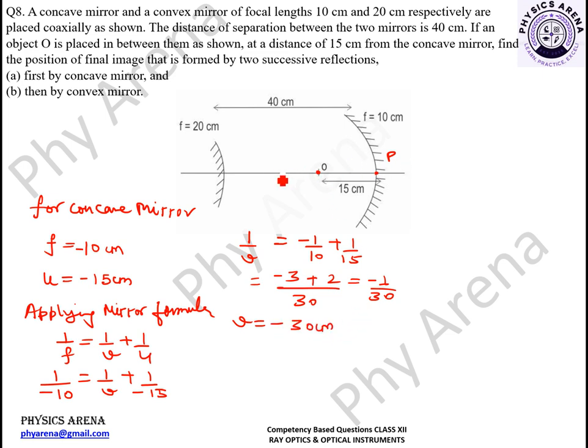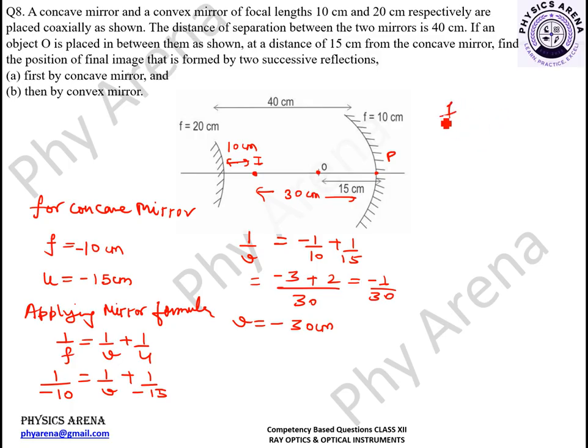So we will be having the image I at this place. So that will be 30 centimeter in a negative direction from the pole of the concave mirror. So this will be 30 centimeter. Now this image will serve as a virtual object for the convex mirror. So this distance will be 10 centimeter.